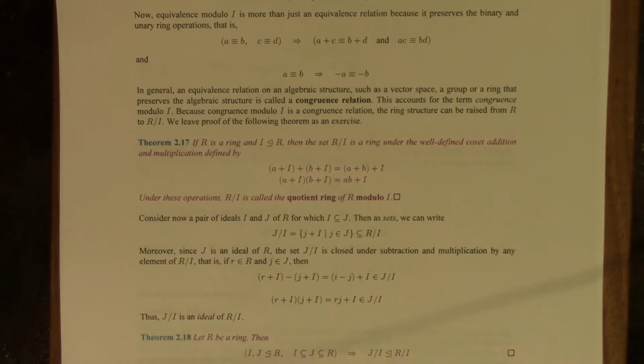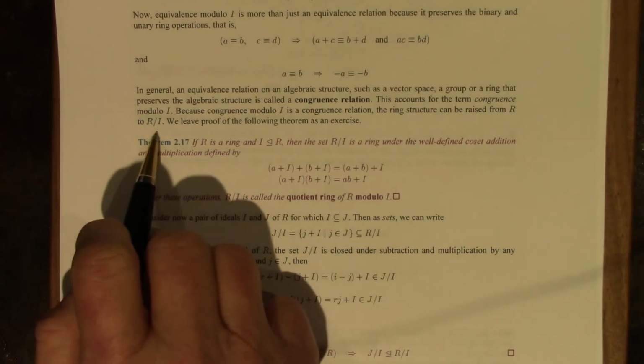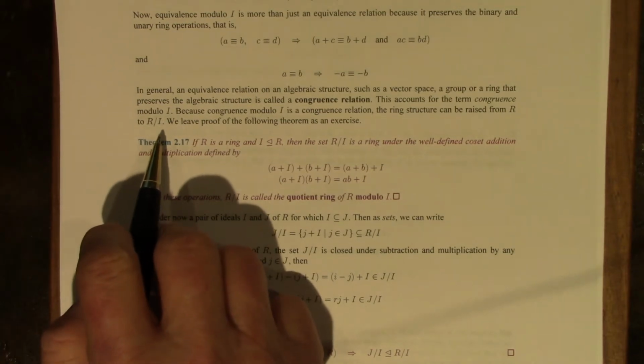Speaking in general terms, an equivalence relation on an algebraic structure, such as a vector space, a group, or a ring, that preserves the algebraic structure is called a congruence relation. These are extremely important types of equivalence relations in algebra. So that accounts for the term congruence mod I and congruence class, because we have a congruence relation. And because congruence mod I is a congruence relation, because it preserves the ring operations, we can raise the ring structure from R to R mod I, or lower it, depending on your point of view.